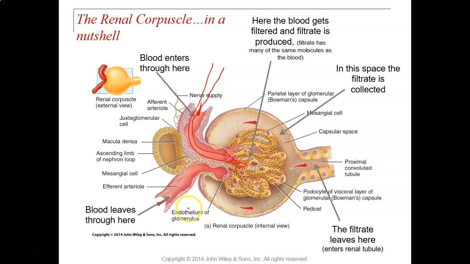So remember angiotensin 2? That can help to constrict the efferent arteriole. Now, when this starts to happen, you can envision, if this constricts, that starts to backflow blood up into the glomerulus, and that's going to increase the pressure inside of the glomerulus.